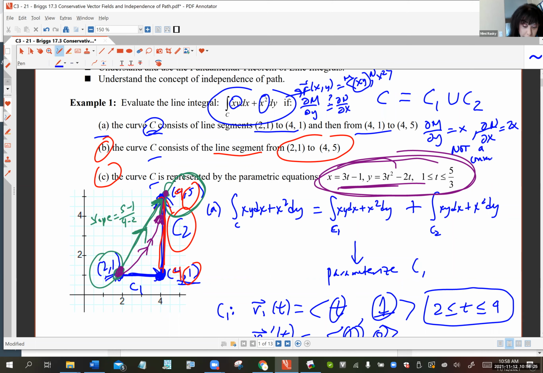And that's why it had 3 different answers every time we did the line integral, even though they had the same starting and stopping points for all 3 different situations. It's not conservative. So when you're trying to do a line integral with a non-conservative vector field, you will not be allowed to use the fundamental theorem of line integrals, because that only works for conservative vector fields.